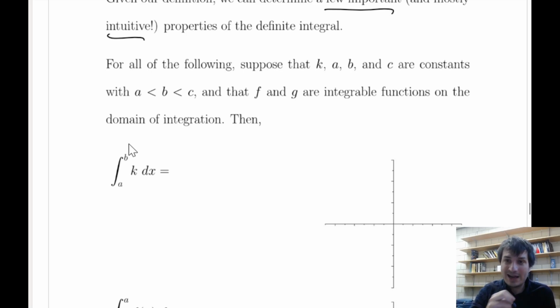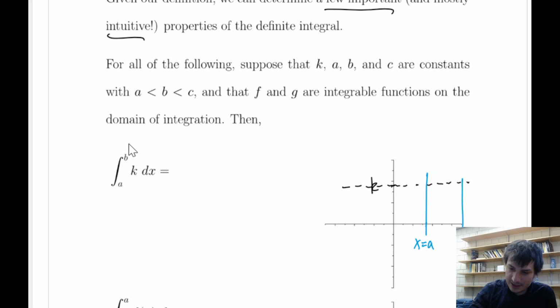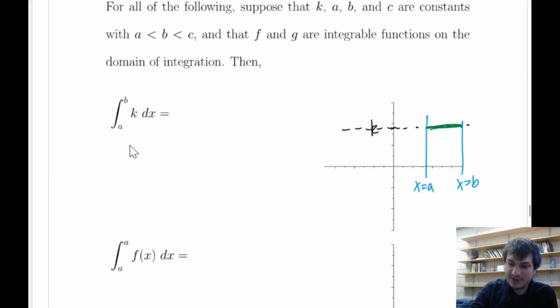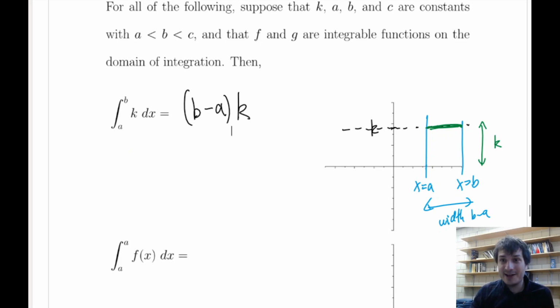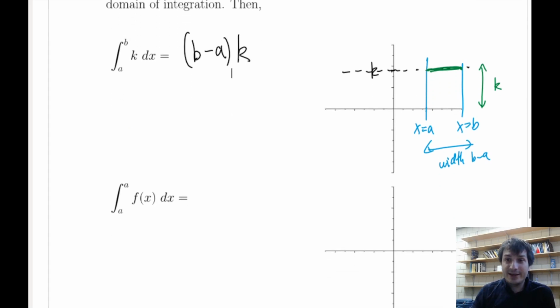So the first one says, what happens when you integrate a constant? So if you have some height value k, and you look at the function that is always k, and you look at it between x equals a and x equals b, what is the area underneath this function? The area is this rectangle. The height of the rectangle is k, and the width of the rectangle is b minus a. So the integral is equal to b minus a times k. So the integral of a constant is the area of a rectangle. Very simple formula.